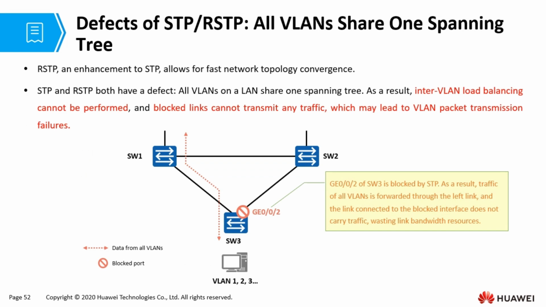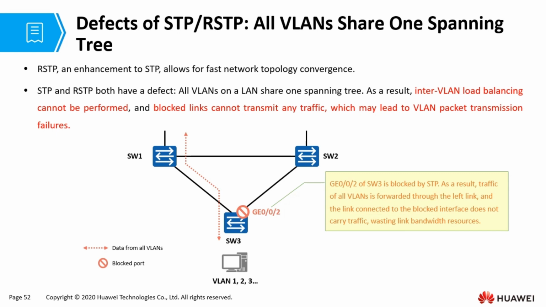So another one, of course, under all the Ethernet switching. Okay, most of the time we are going to use RSTP, and by default it is STP, but that one is under the HCIP syllabus. So STP and RSTP both actually have a defect, because all the VLANs on a LAN are sharing one STP.